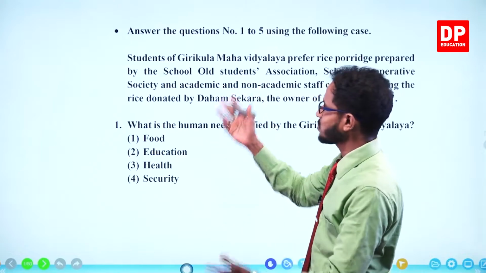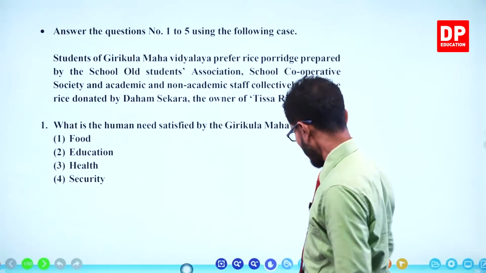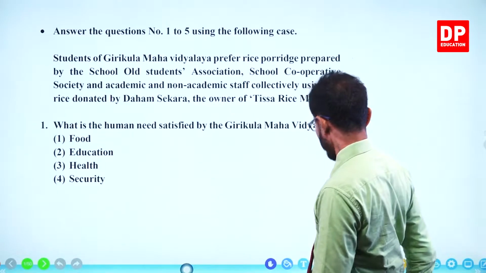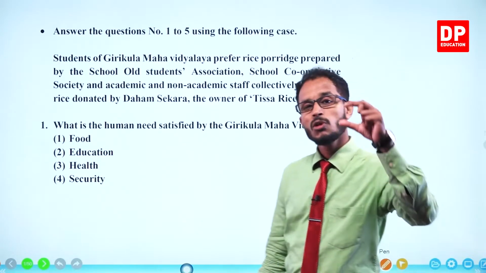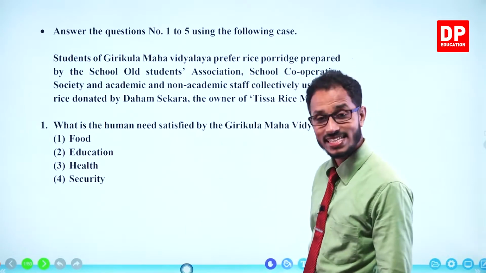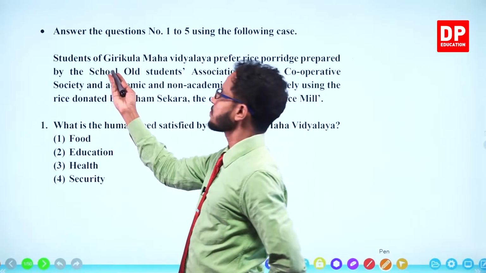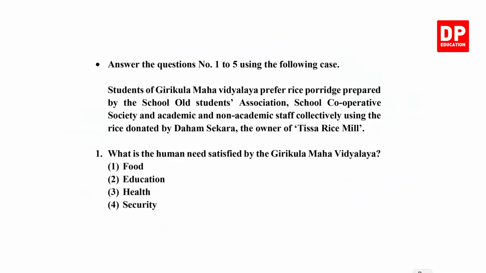Right. This is the first question. Like I said in the introduction, children, we have the case study here. The case study is given as a small paragraph. Based on the case, the story given, we have 5 or 6 questions. So let's go through the case first. Students of Girikula Mahavidyalaya prefer rice porridge prepared by the School All Students Association.